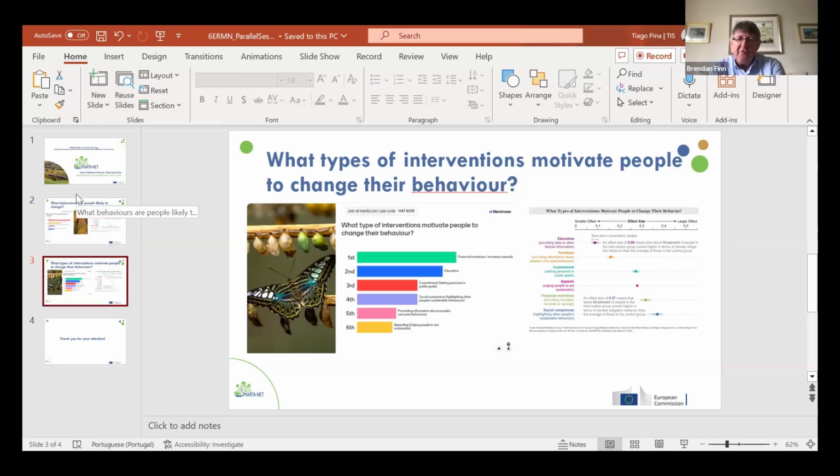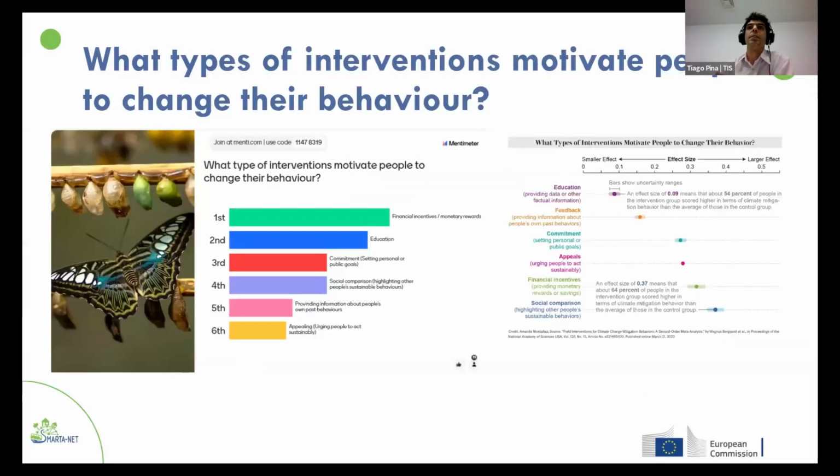Tiago, could you just go to full screen mode? Sorry, it's pretty good information on the slide, but we can't see it. Yes. Thanks a million. Thank you.